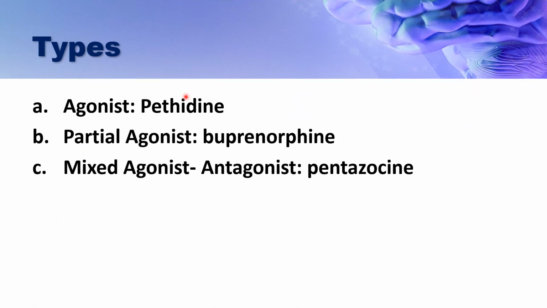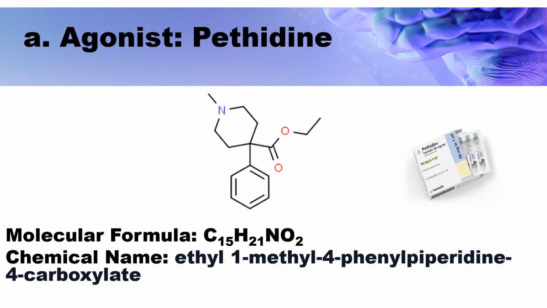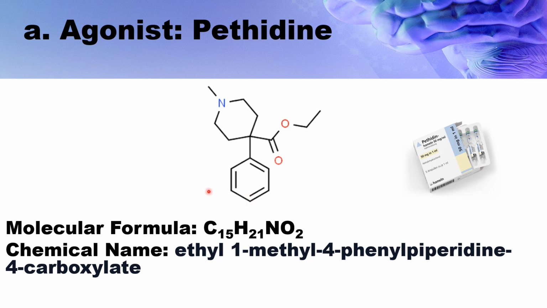These are being classified into three types. Agonist, pethidine; partial agonist, buprenorphine is the example; mixed agonist antagonist, pentazocine is the example. Agonist: pethidine. The structure of pethidine.